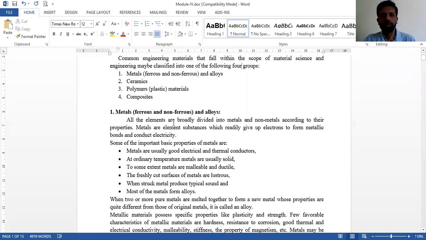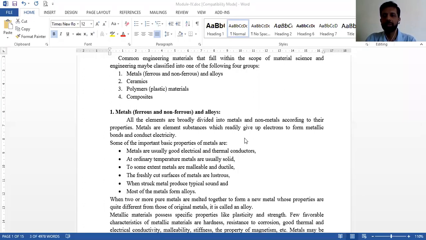Okay. So now let us go to metals, where predominantly most of the things that we come across in our day-to-day life are made up of metals. These metals can be further classified as ferrous materials or non-ferrous materials. So what are these ferrous and non-ferrous materials?